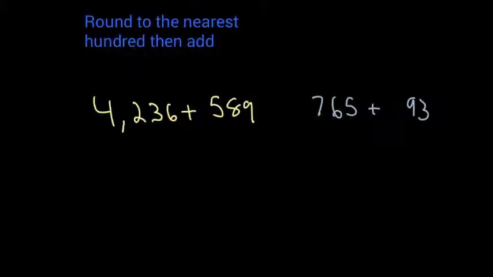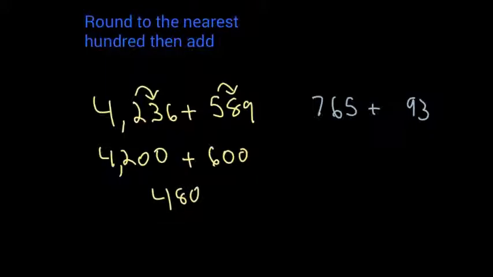Alright, next we're going to round to the nearest hundred, then add. So I got 4,236. So the hundreds place is the 2 looks at the 3. 3 tells it to stay the same, so it's going to be 4,200. And then 589, so the 5 looks at the 8. 8 is 5 or greater, so it tells it to round up, so that would be a 6. So I got 600, 4,200 plus 600 would be 4,800.